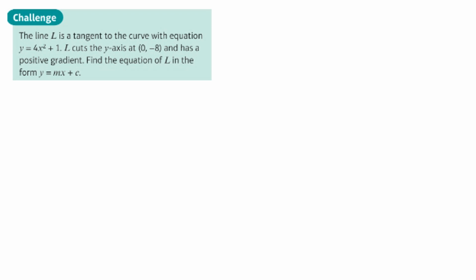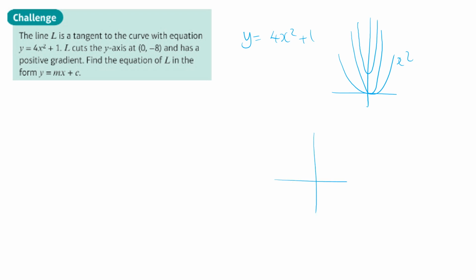I just thought I'd make a video on this challenge question that you have sent. So we've got y is equal to 4x squared plus 1, which is a graph that is, if that's x squared, then 4x squared is going to be steeper and 4x squared plus 1 is going to shift up. So it's going to be a graph that's steep and it goes through there at plus 1.